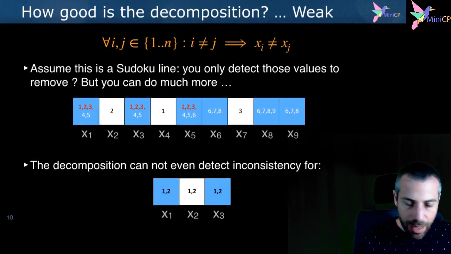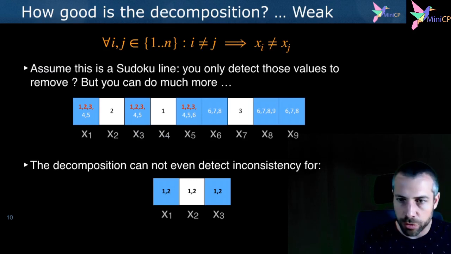In the next video, I will consider the efficiency in terms of filtering, the number of values that we are able to remove for the constraint.